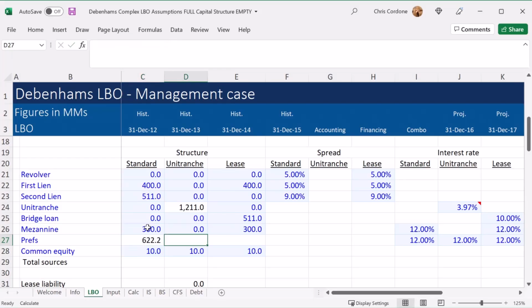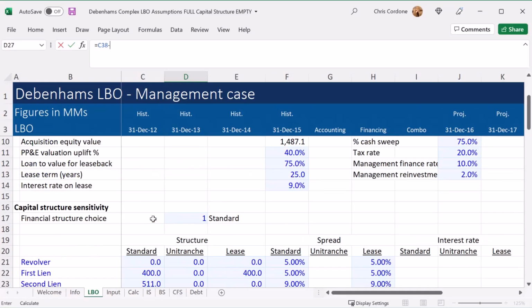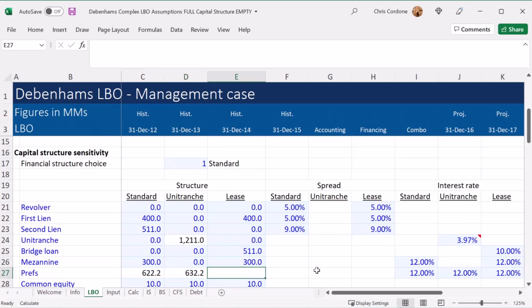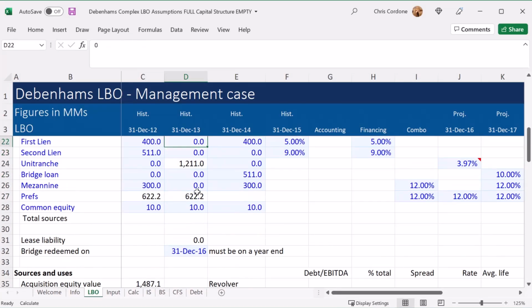So we can copy this across, or we can simply do the calculation again. I think it's more appropriate to do the calculation again because the table is set up to really handle the capital structure according to that selector. So I'm going to take my total uses, and I'm going to subtract, in this case, simply the unitranche 1211. And that's going to give me the 6. And I'm going to subtract my unitranche as well as my common equity. That gives me the 622.